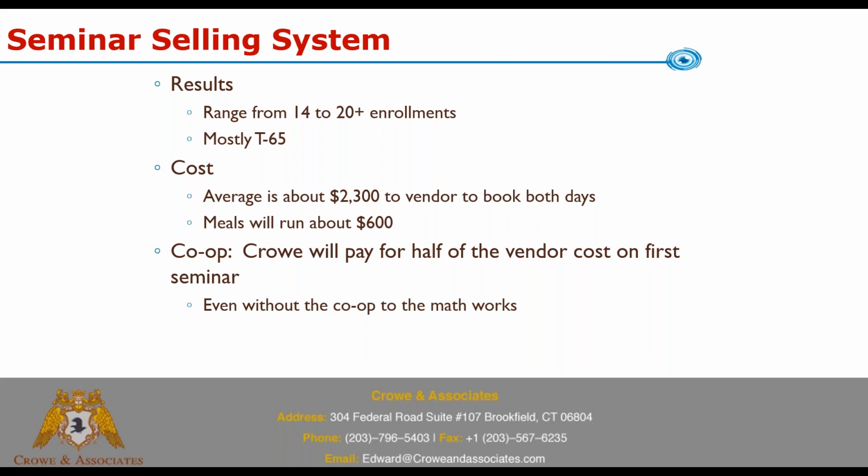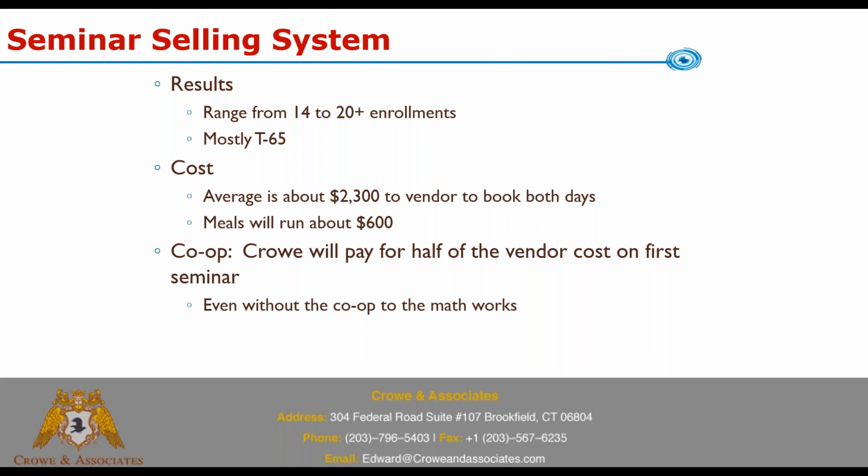Also, if you're doing meals, the meals are going to run you about $600. So, roughly, we split the cost with you. It's costing you about $1,100, and then the $600, around $1,700. But if you think about what you spend on mailers and other various things for the number of T65 enrollments you'll get here, like I said, the math comes out pretty well.